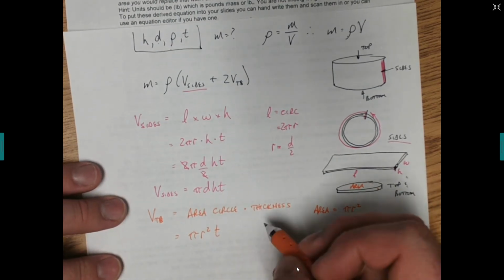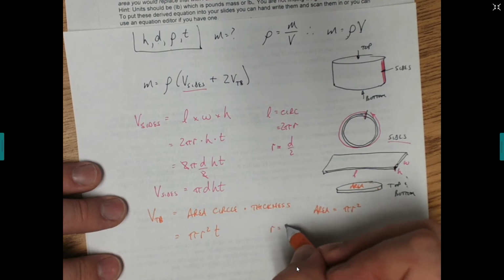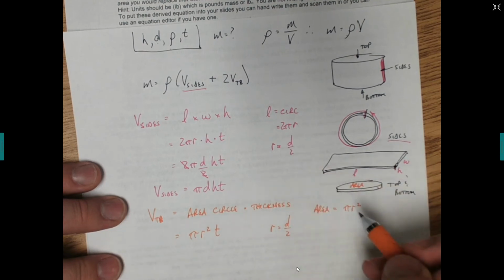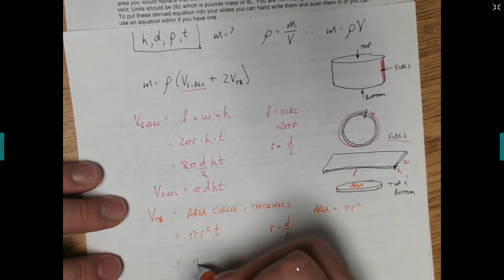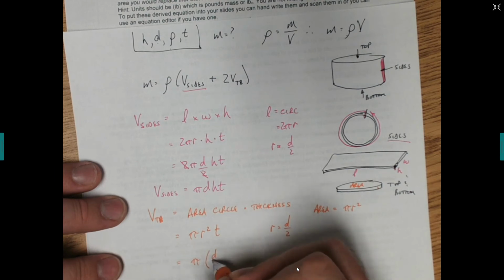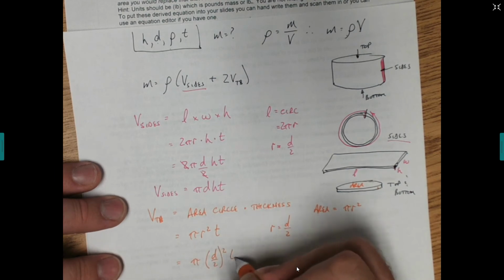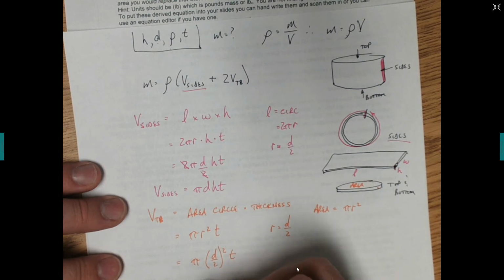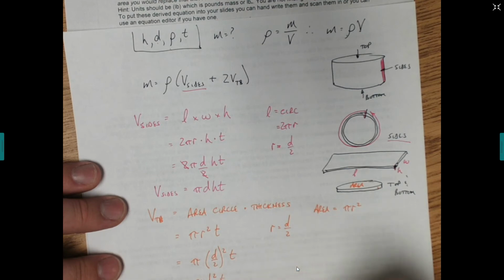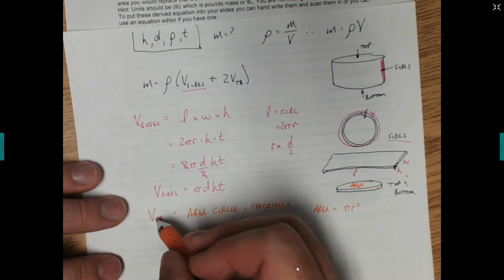But again, we're not in terms of r, we're in terms of d. But r was equal to d over 2. We already wrote this down up here. So we're going to replace that and say pi times d over 2 squared times t, which is equal to pi. D times d is just d squared. 2 times 2 is 4 over t. So that's the volume of the top bottom.